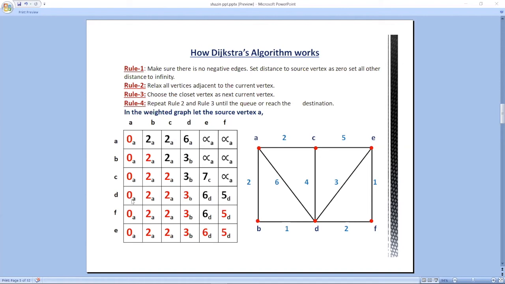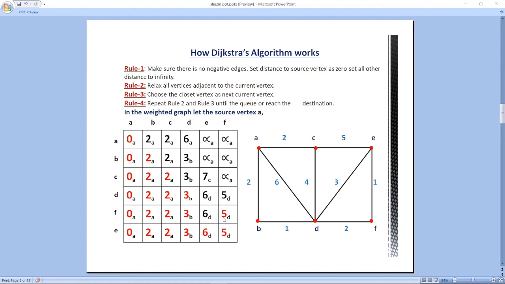Here we already visited A, B, C, D. Now we have to check the unvisited or unexplored vertices, and obviously 5 is smaller than 6, so we will work with F vertex. We mark F as visited, in red color. If we travel from F to F, there is no distance, 0, but if we travel from the source vertex A to F, we have already visited 2 plus 1, 3, and 5 units from D.